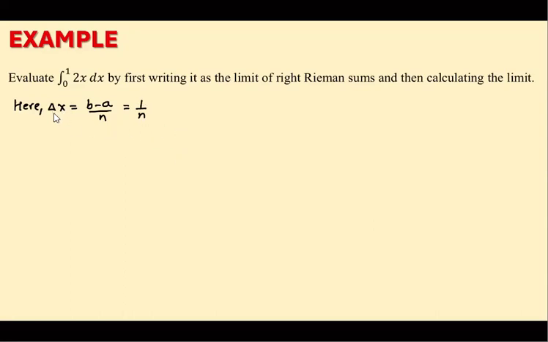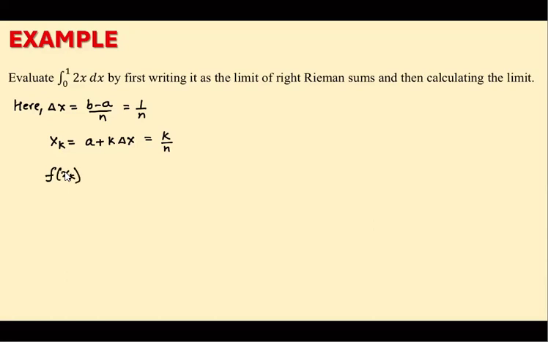So after we get delta x, next thing we want to find is xk. And you know that xk is a plus k times delta x for right Riemann sum. Value of a is 0, so this is 0. And then k multiplied by delta x, which is 1 over n. So k times 1 over n is equal to k over n. So that is xk. Next, we need f of xk.